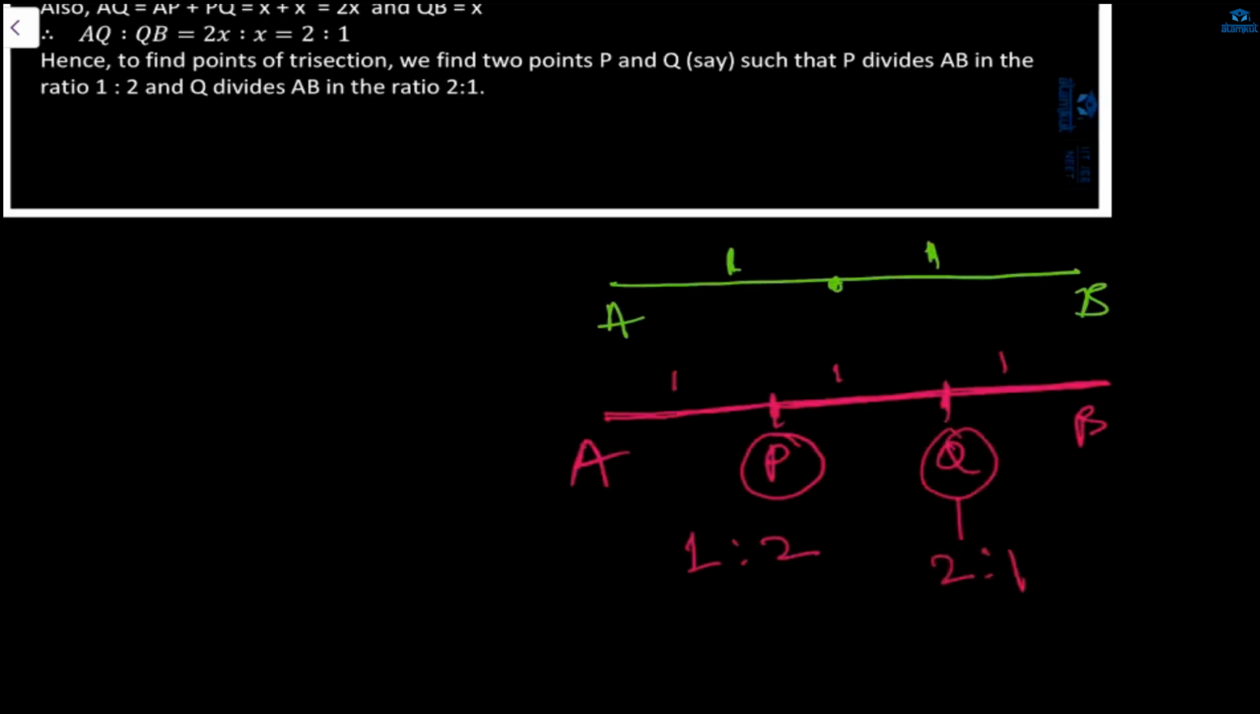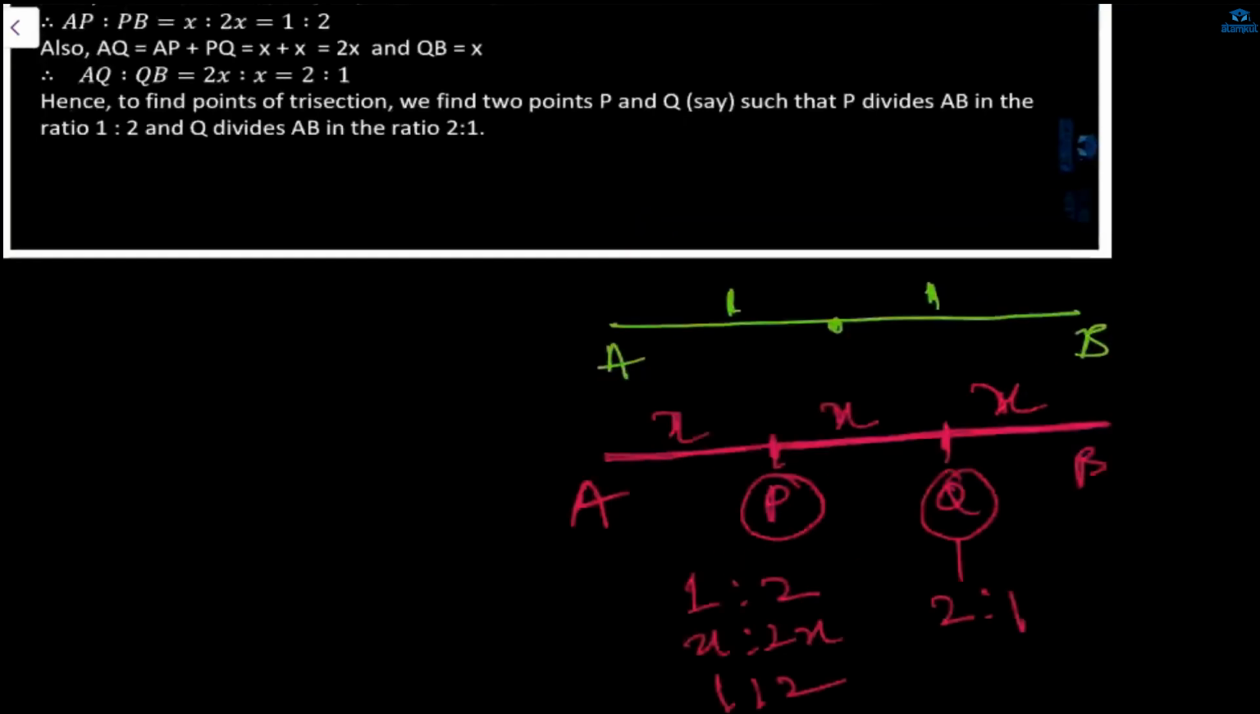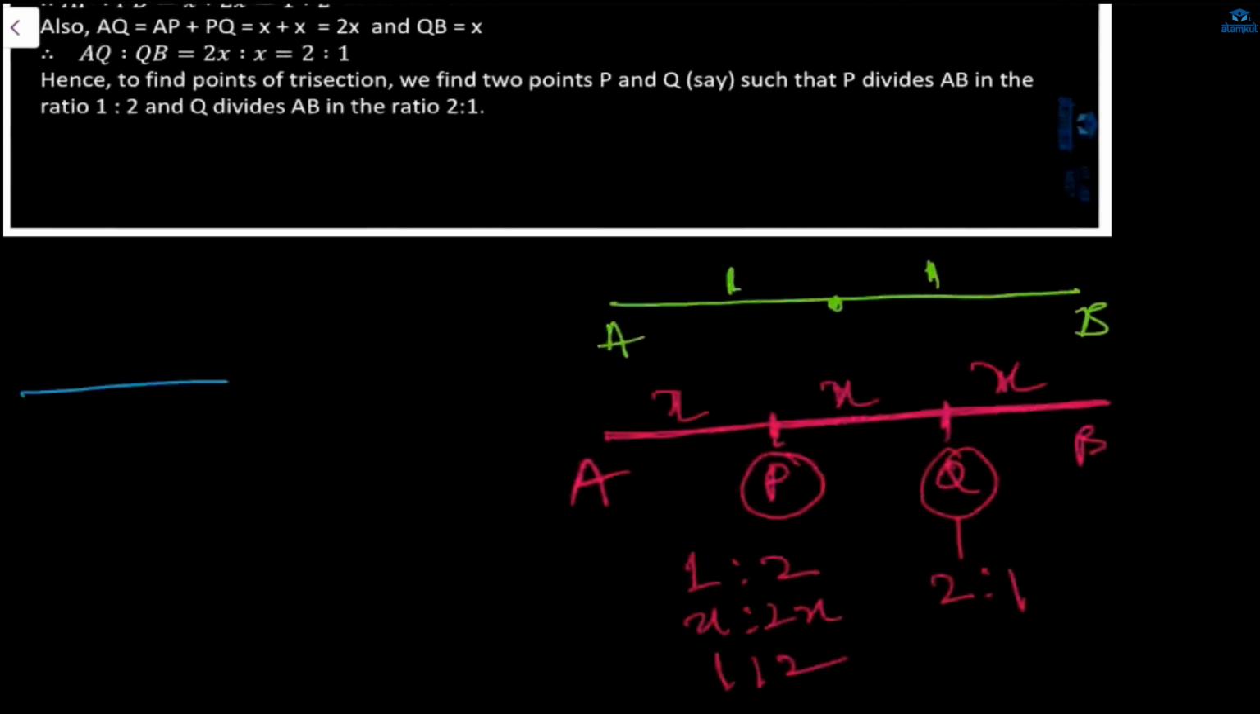Understood this concept? For example, if you take x also, then it will be x and 2x. So x will be cancelled, and 1:2 will remain. Similarly, you can have a line segment that is divided into 4 points.